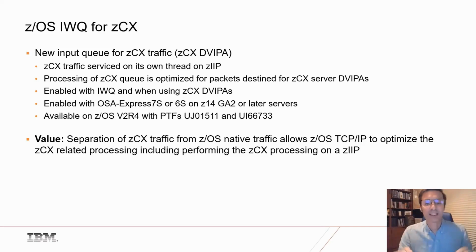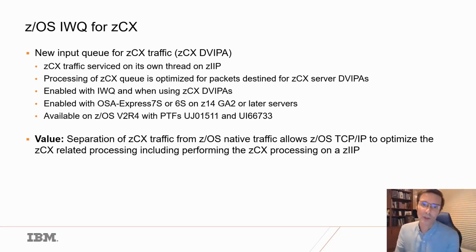If you have an OSA Express 7S or 6S on a Z14 GA2 or later, and you have the PTFs listed below, and I have inbound work queuing enabled for my OSA adapter, I can actually have traffic that comes into my zOS system segregated from my regular zOS traffic in its own ancillary input queue. So now our queue depths are not as deep for zCX, and we're not interfering with the queue depths on the OSA card for our non-zCX work. They're in separate queues. So that has a benefit in and of itself of segregation.